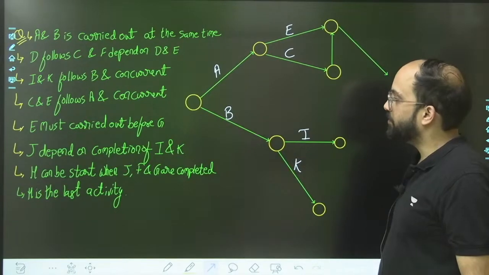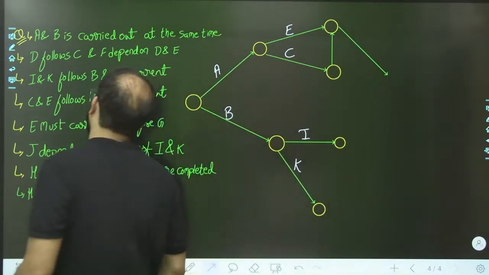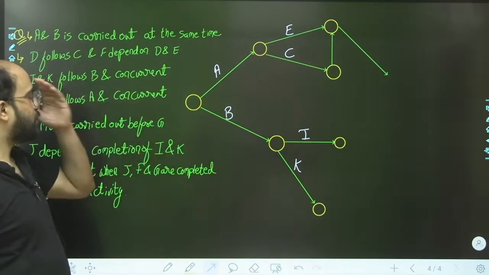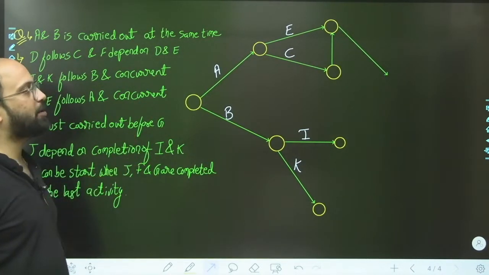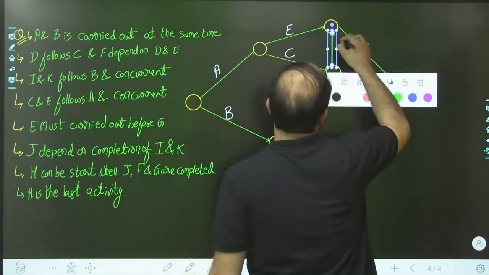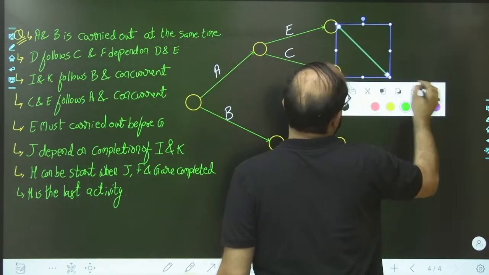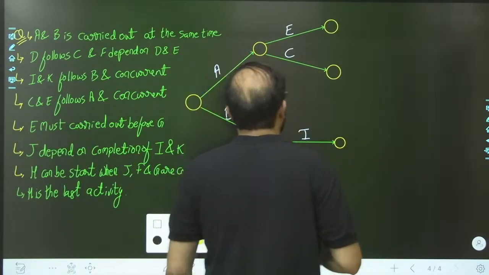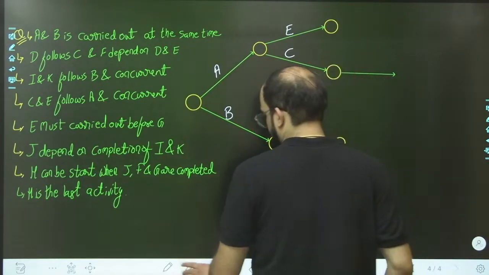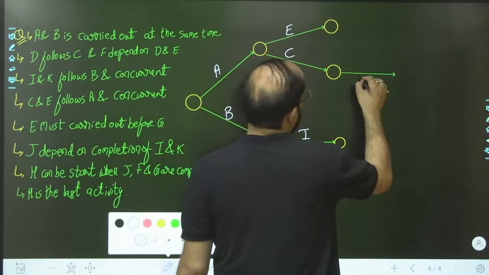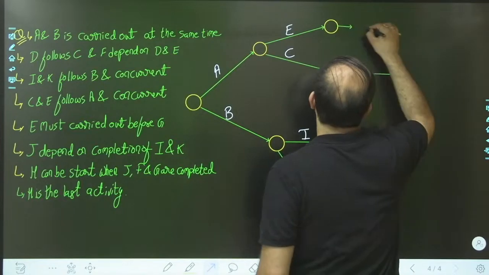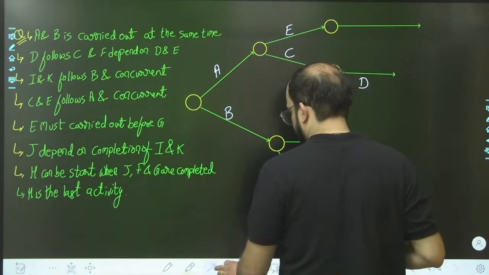But there is one more relation we have. So we cannot draw this because E independently depends on G also. So we cannot do this. So what can we do? Here we have D, and G is coming out from E.